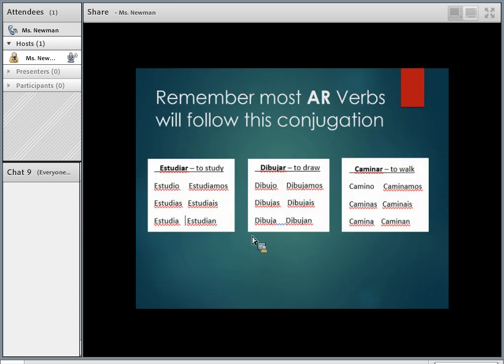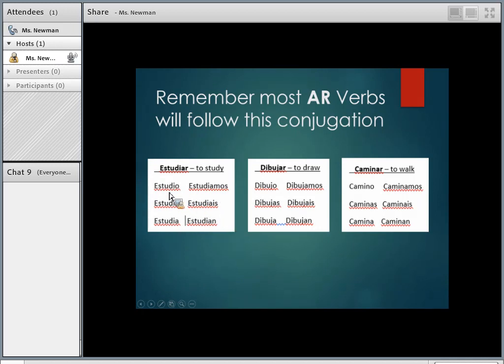Remember, most AR verbs will follow this conjugation. So here's an example of 3 other AR verbs, right? Just notice those endings. Estudio. So all we did was take off that AR and put o, as, a, amos, áis, an, right? Estudio, estudias, estudia, estudiamos, estudiáis, estudian.